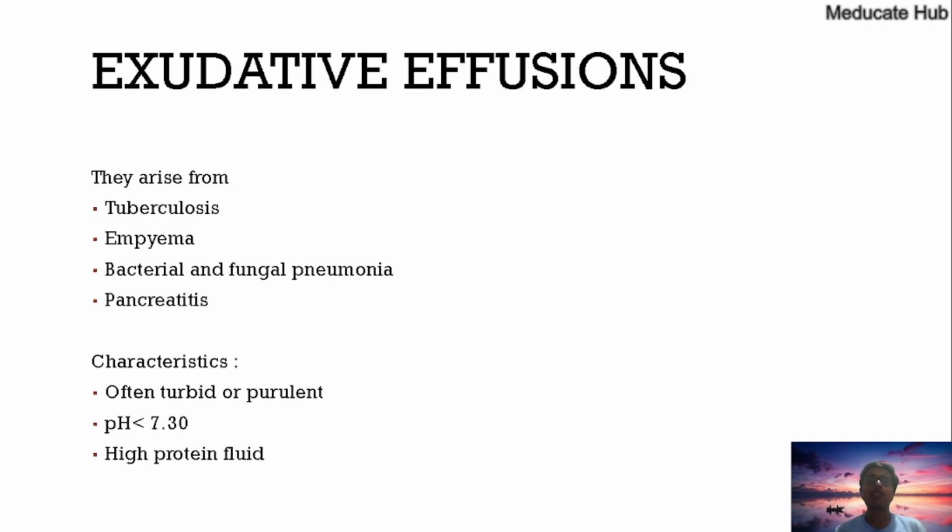Exudate effusion can arise from tuberculosis, empyema, bacterial and fungal pneumonia, and pancreatitis. The characteristics of exudate effusion: it is often turbid or purulent, the pH is less than 7.30, and it is a high protein fluid.